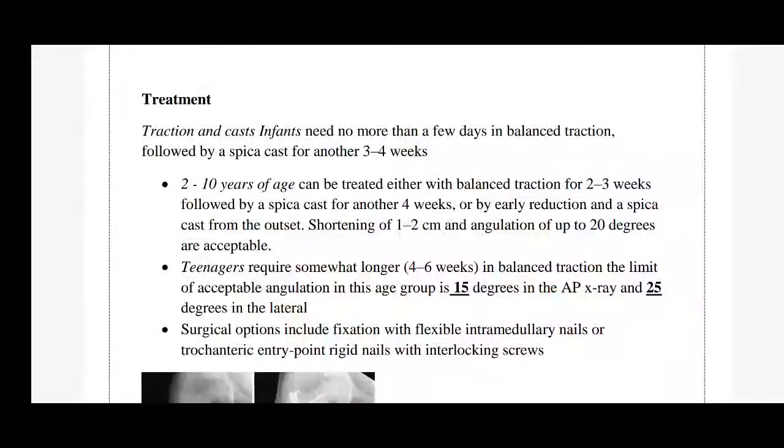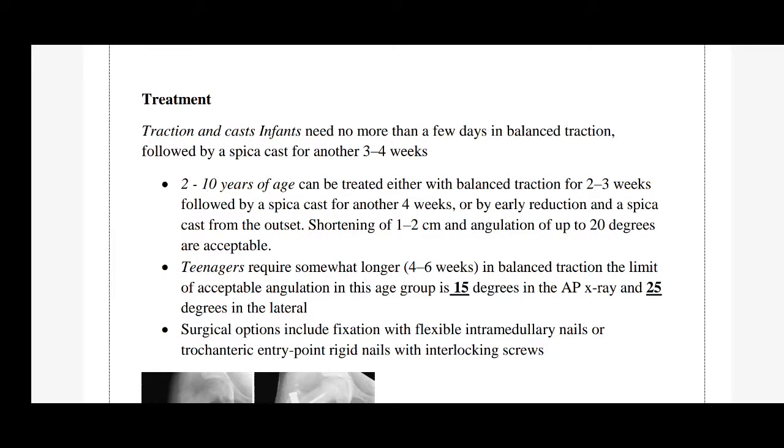2 to 6 years is conservative. But 6 to 10 years is the gray zone for conservative or surgical treatment, according to the patient weight, the situation, and the kind of fracture. So these can be treated either by balanced traction for 2 to 3 weeks, followed by spica cast for another 4 weeks, or early reduction and spica. Shortening of 1 to 2 cm and angulation up to 20 degrees are acceptable.